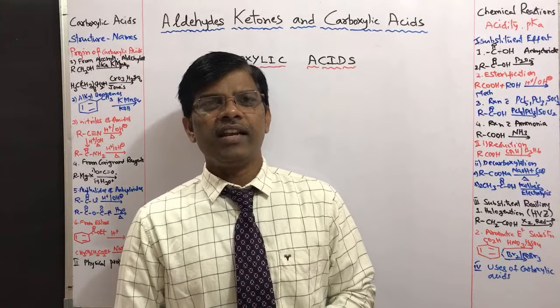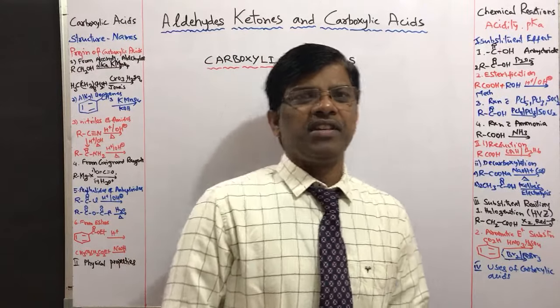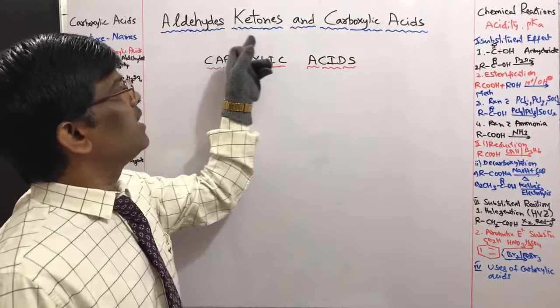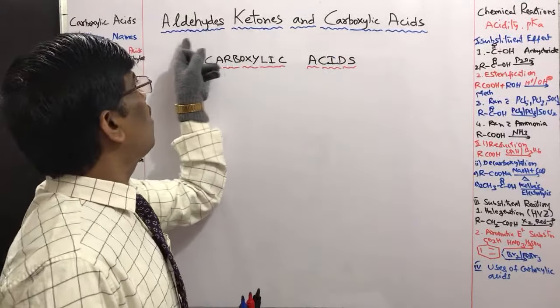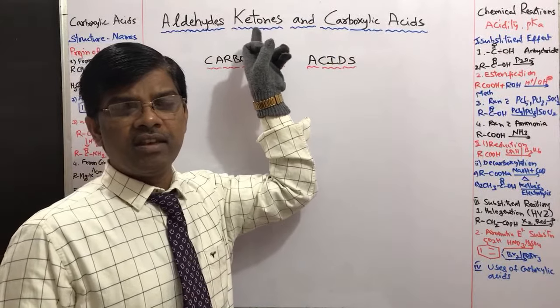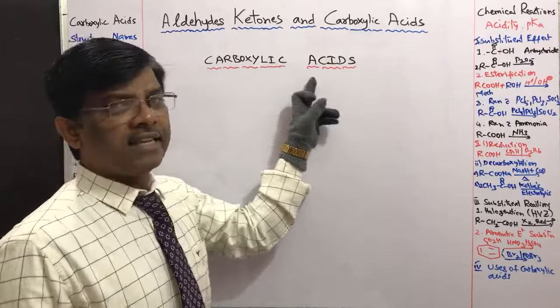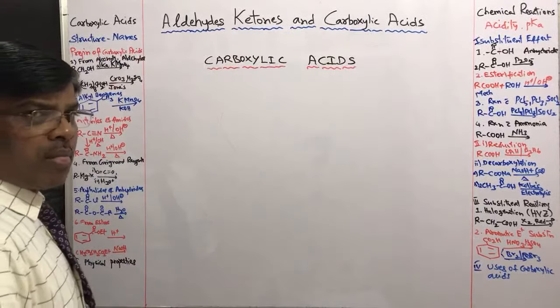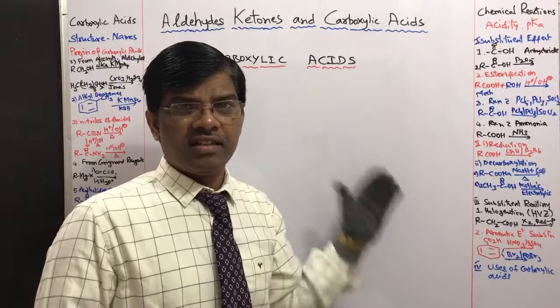Dear students, welcome to the series of organic chemistry lectures. In the previous lecture, under the aldehydes, ketones and carboxylic acids topic, we completed aldehydes and ketones, their preparation and properties. Today, we are going to learn carboxylic acids, their preparation, physical properties and chemical reactions.